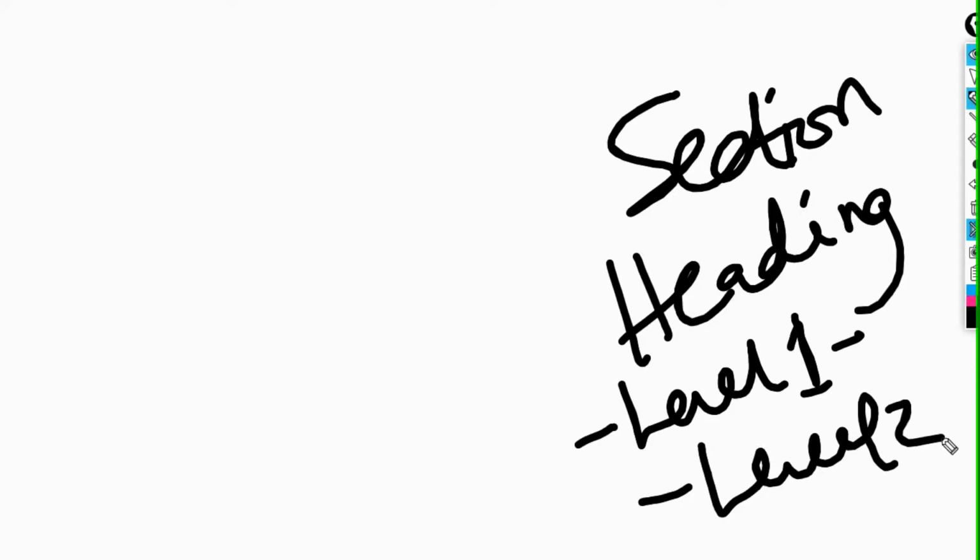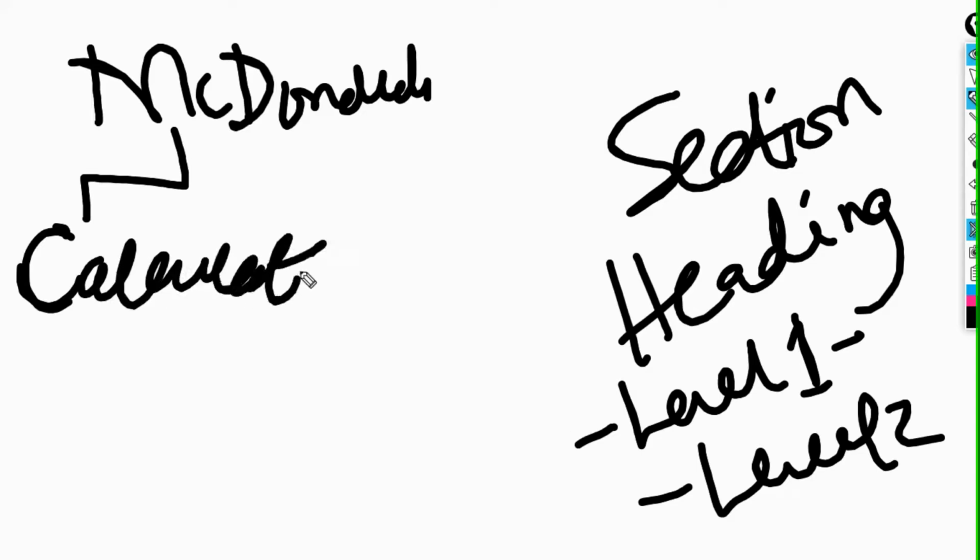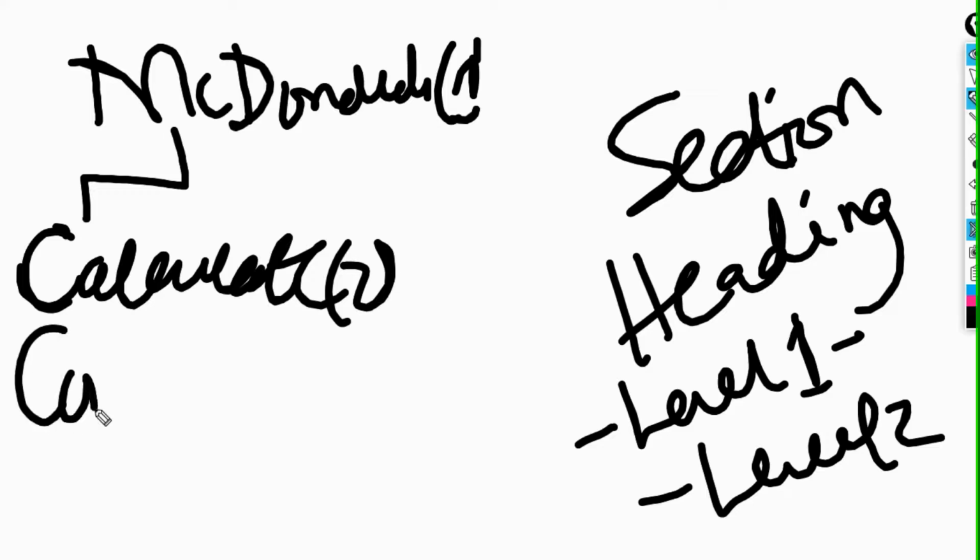Now, when you see level one, level two, level three, what exactly is this? A level one heading is like this topic that I said, McDonaldization. That is a level one heading. It has to be centered and in title case. And then maybe you have a subtopic on McDonaldization, like let's say those four tenets. You want to write them as subtopics. So that means calculability is a level 2 heading. So this is a level 1 heading, this is a level 2 heading. Control is a level 2 heading.